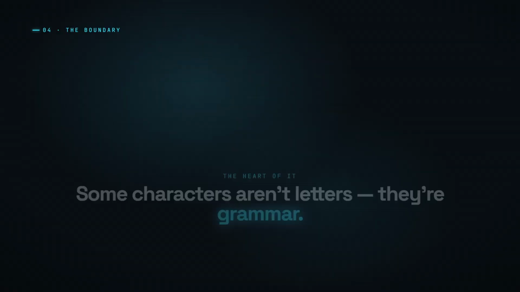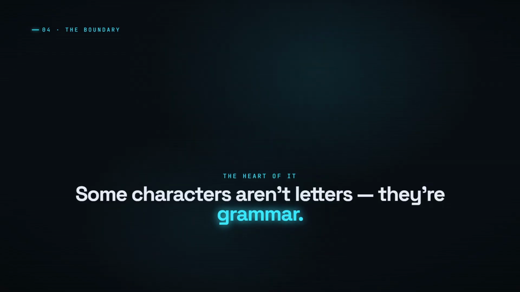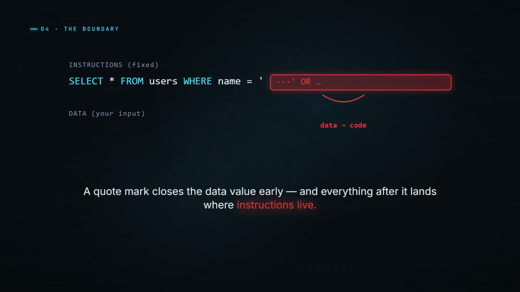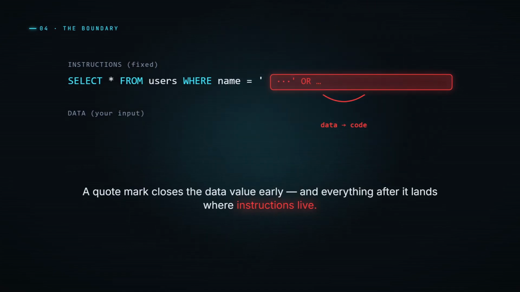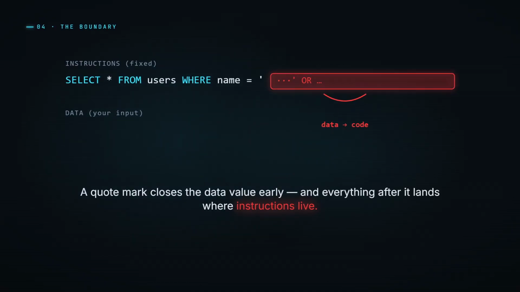Now we arrive at the heart of it. Why is gluing text together so dangerous? Because some characters are not just letters. To the database, certain symbols are punctuation, grammar, the marks that separate one part of the sentence from another. A quote mark, for instance, tells the database the data value ends here. So imagine the input is not a plain name, but text that includes a quote mark, followed by more SQL. The quote closes the data value early, and suddenly everything after it is sitting outside the data in the position where instructions live.